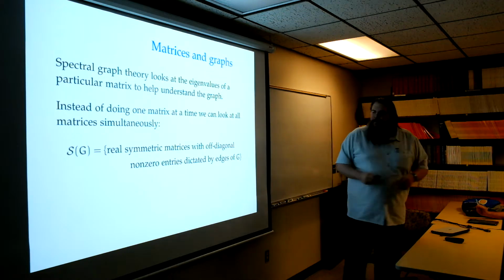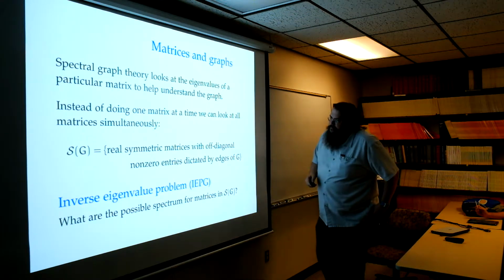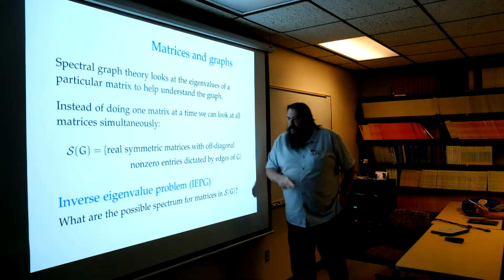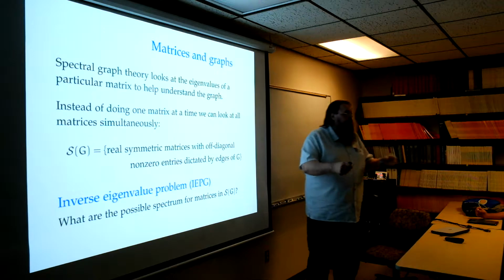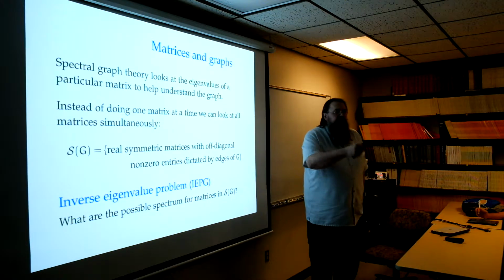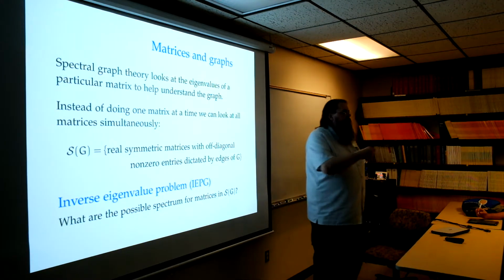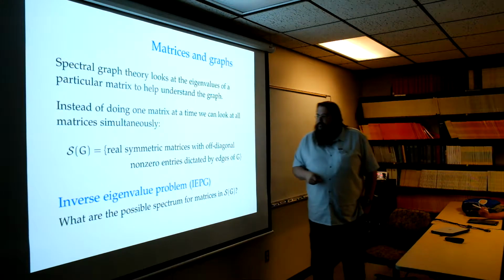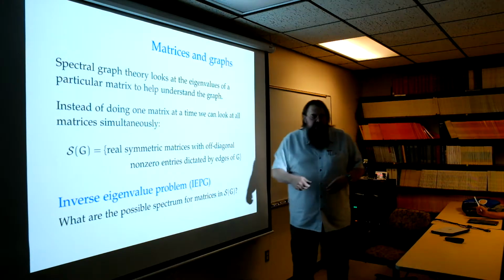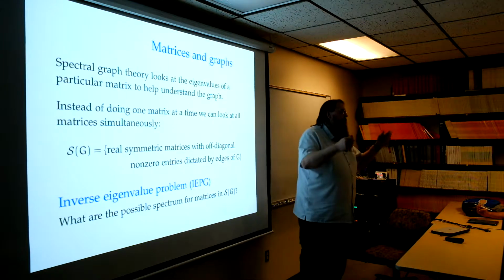Well, here's a fairly simple problem. It's called the inverse eigenvalue problem. And it says, well, suppose you know your graph, G. What are the possible spectrums? In other words, the possible set of eigenvalues that you can achieve for matrices in this set. Well, it sounds like it should be an easy problem. And how hard could it be?